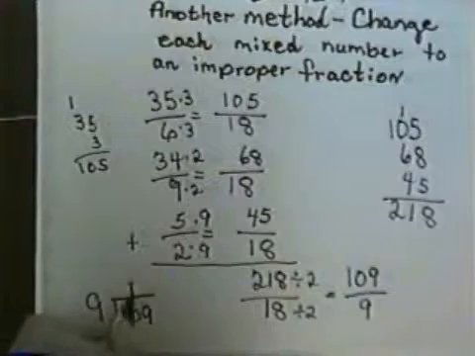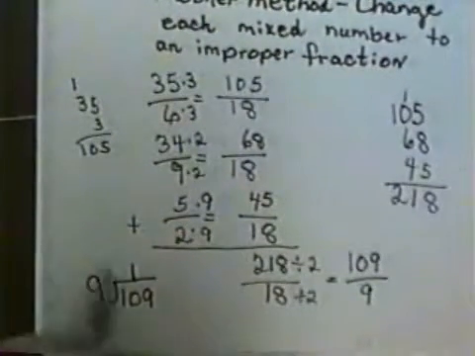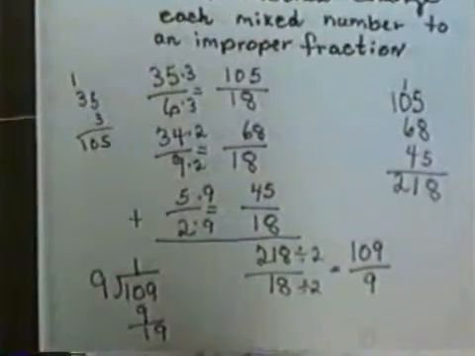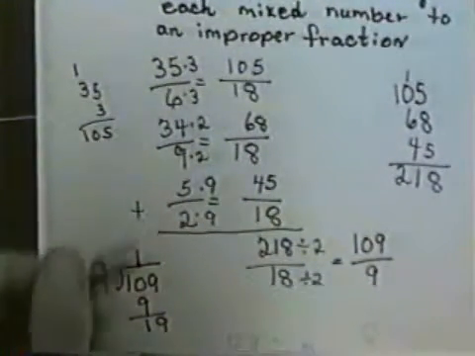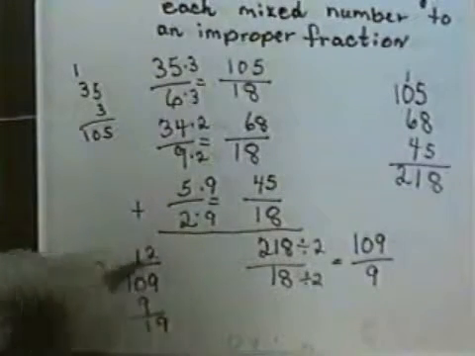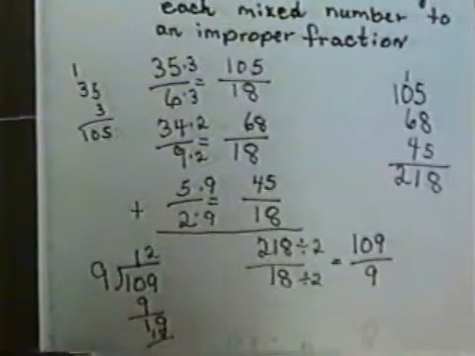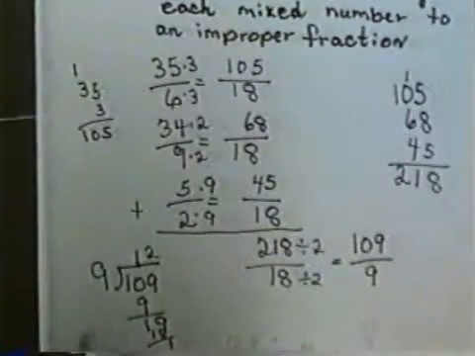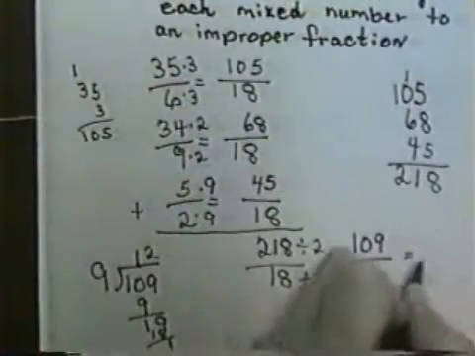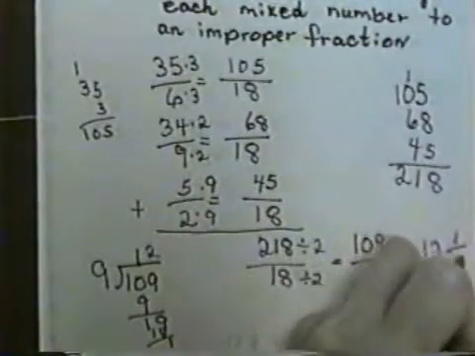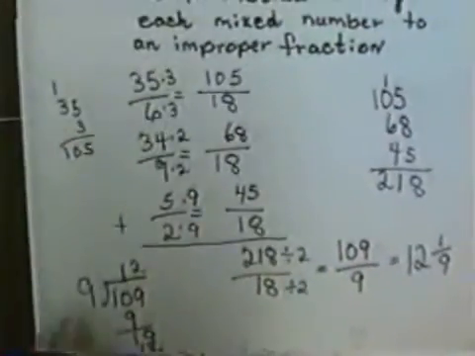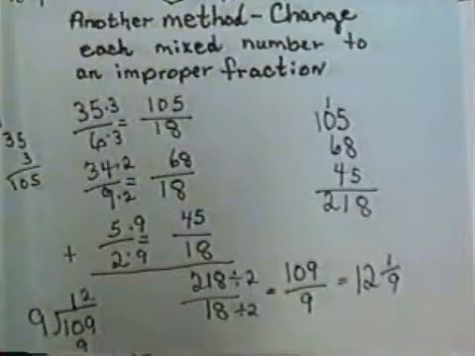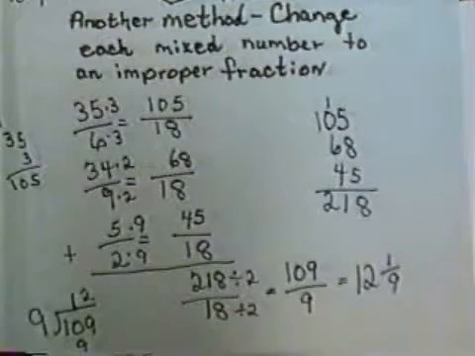9 goes into 10 one time. 1 times 9 is 9. Now I'm going to bring down the 9. 9 goes into 19 2 times. 2 times 9 is 18. And I have a remainder of 1. So that means this changes into 12 and 1/9. 109 ninths is the same thing as 12 and 1/9.